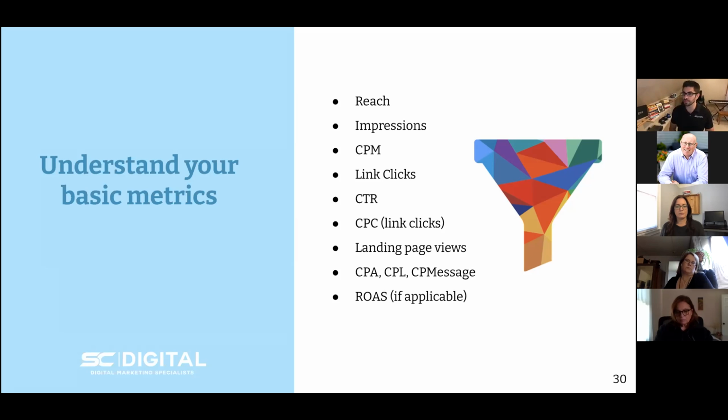So if there's 30 people on the call today, and I want a frequency of 3, then that means that I need 90 impressions total. CPM is just how much it costs to reach 1,000 people; CPM is how much it costs to get 1,000 impressions. Link clicks is, if we run a Facebook ad, how many times does the link get clicked?